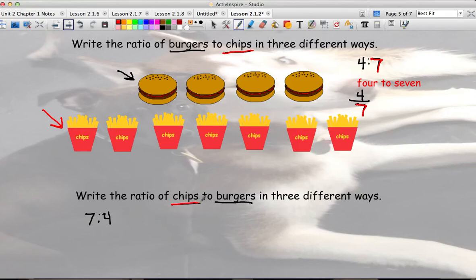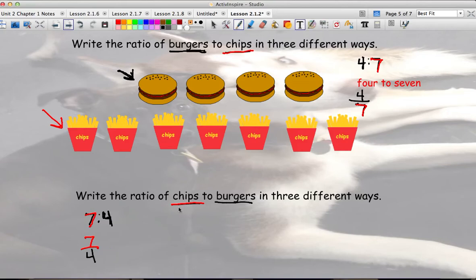But now chips are listed first, so 7 has to come first, and 7 has to go on top when I write my answer. Then I know that burgers, on the top one, since it was listed first, I wrote it first. But now down here, it's listed second, so burgers have to go second or on bottom.